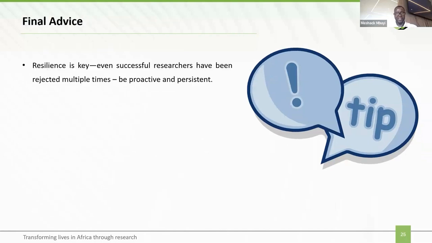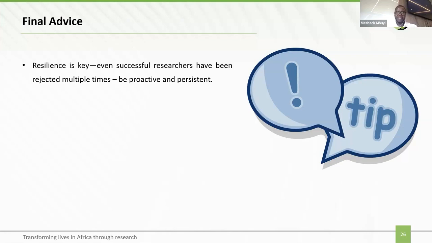Then final advice, I think being resilient is the most important thing. All the most successful researchers have received rejection so many times that they cannot count. So even as an early career researcher, you need to be resilient and know that this is your research life or career life, what you will be dealing with for the rest of your research career.